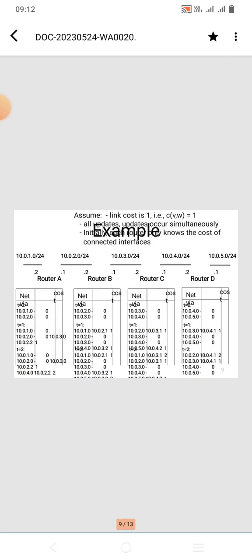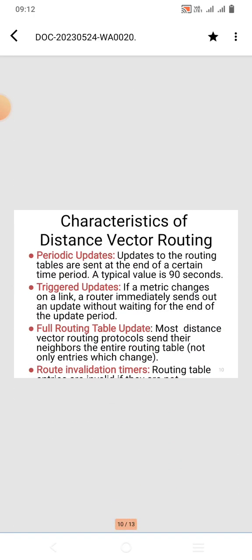For example, you can consider any number of routers in a network, say four routers. We have to find out in which network the destination is present, via which network it has to be transmitted, and what the cost metric is for the transmission.